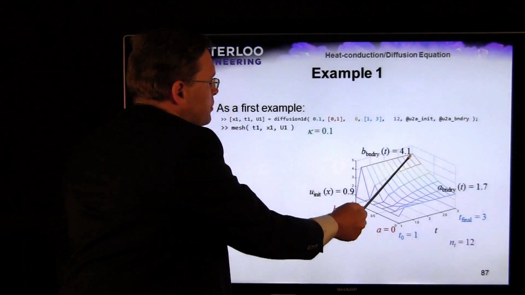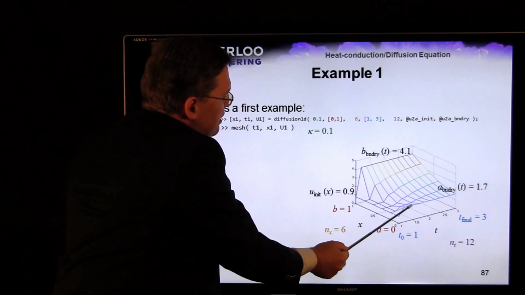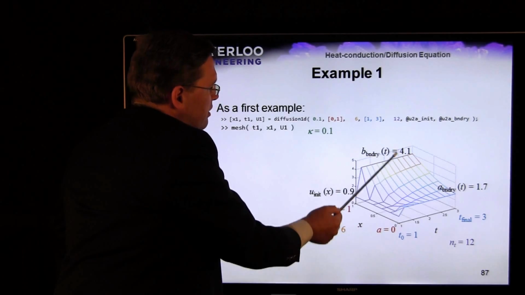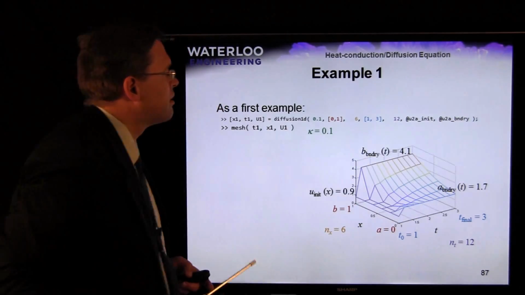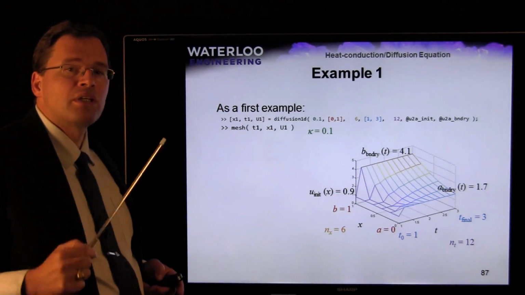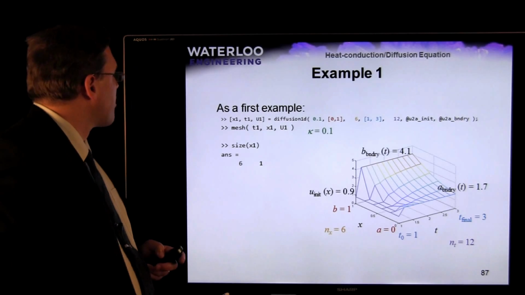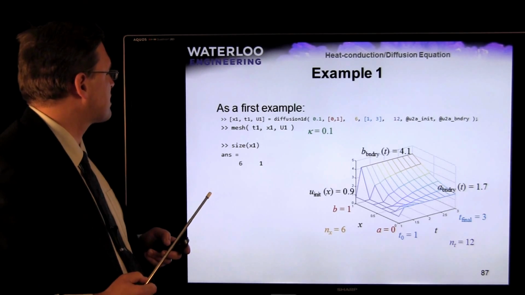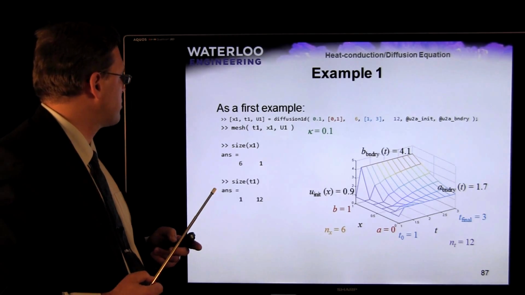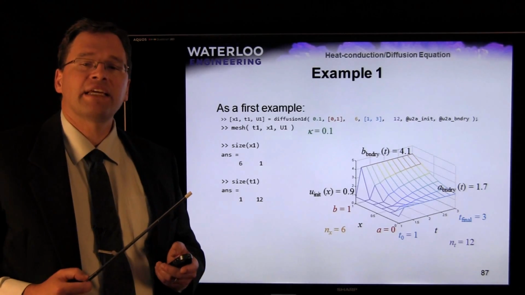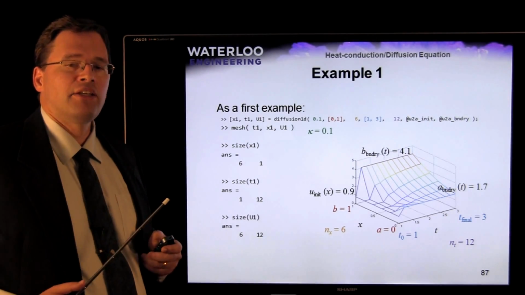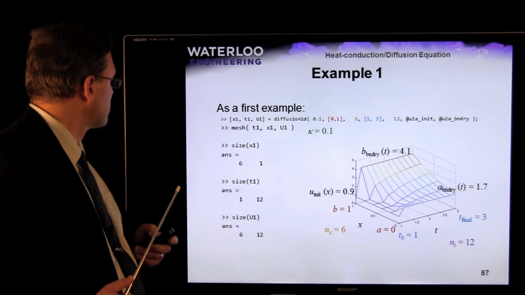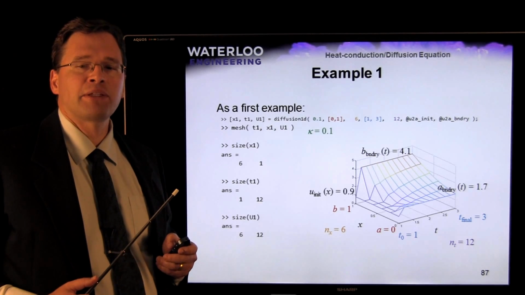Notice that the temperature is initially approaching the steady state solution, and over time it's getting very close to a straight line. The size of x1 is of course a 6 by 1 column vector. T sub 1 is a 12-dimensional row vector, and U1 is a 6 by 12 matrix.